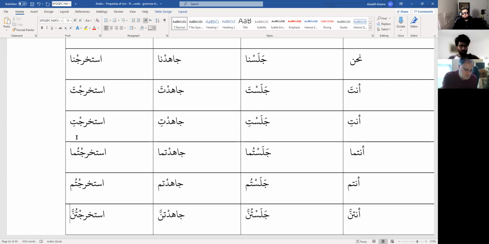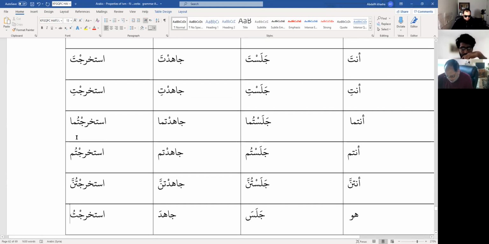We have noon of the women mushaddada with antunna when you're addressing them. Okay, don't mix between those. And we have noon of the women who are absent. Istakhrajna, the absent ones, the third person. When they're absent, the women, you say istakhrajna. When you're addressing them, you say istakhrajtunna, you ladies. So you're going to add noon with the shadda. It will be noon of the women, but it will be what? Heavy.